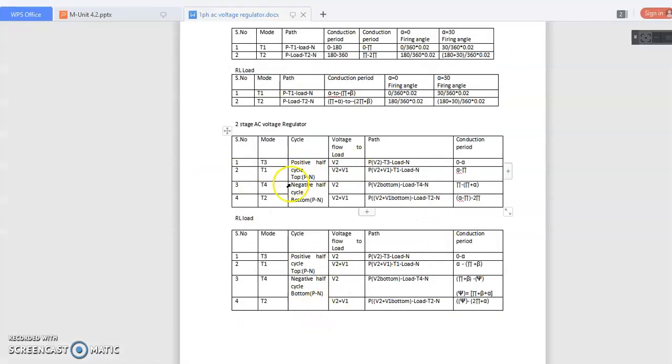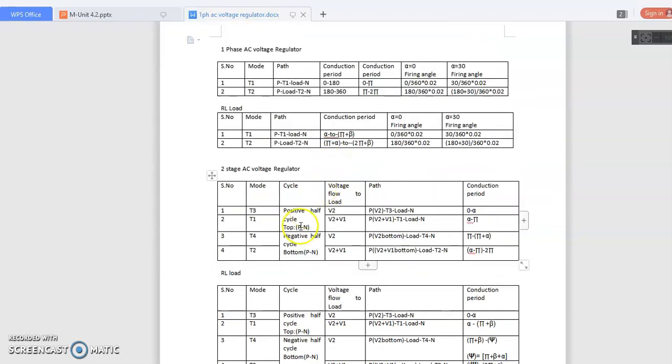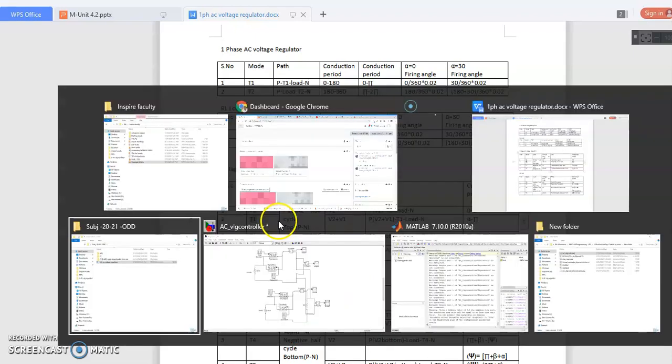So this is a document I prepared for you, easy to understand. What is the load I'm using? R load only I'm explaining. So this is R load. In that R load, the first one conducted is the T3 thyristor, next one is T1.